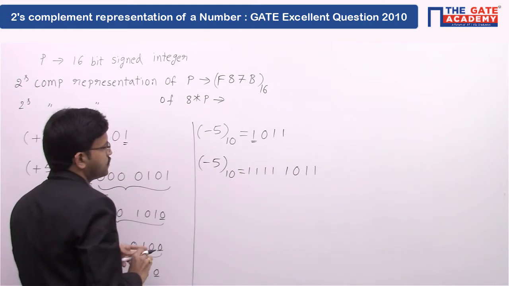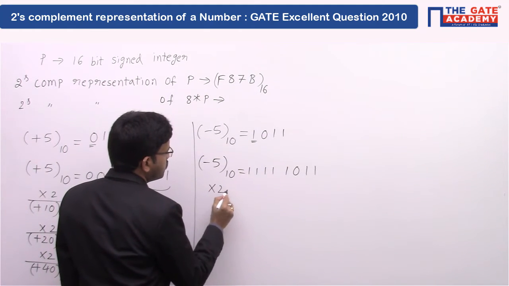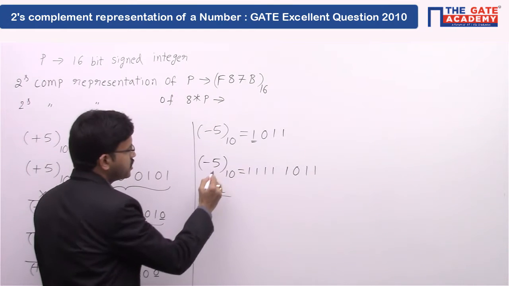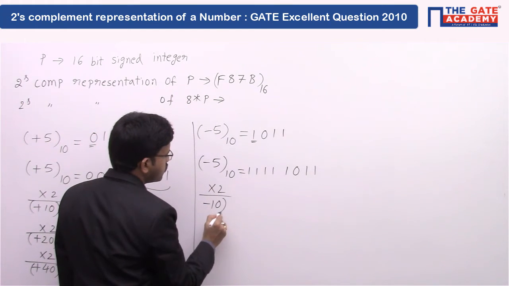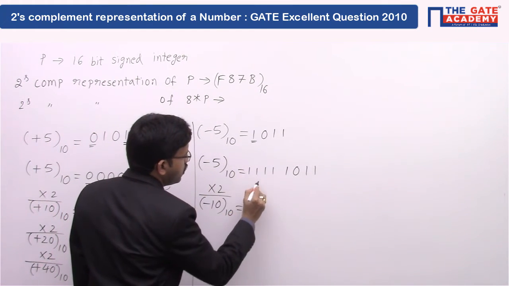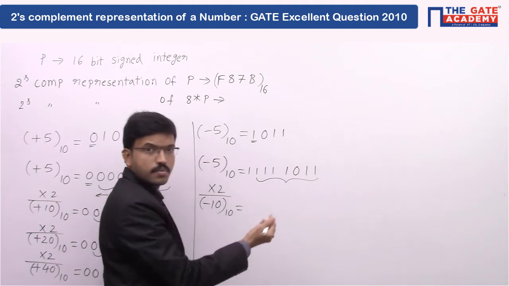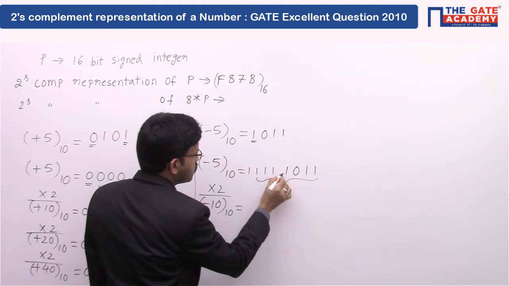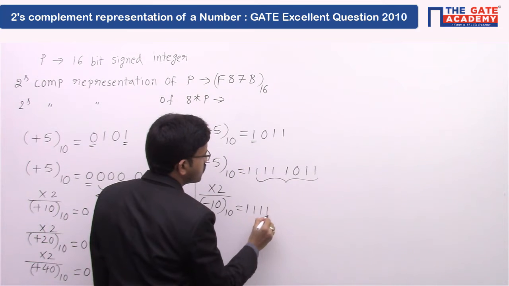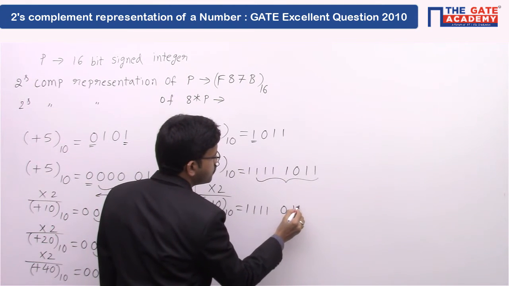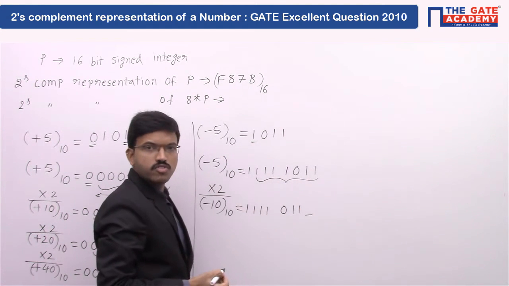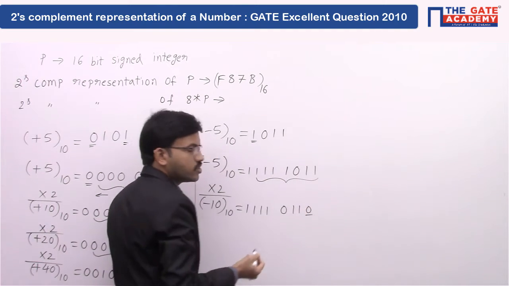Okay. Now, multiply with 2. Minus 5 into 2 is minus 10. Here also we'll do the left shift by 1 bit. So here you'll get 4 ones, then 0, 1, 1. Here the LSB will be empty, so I will put 0.